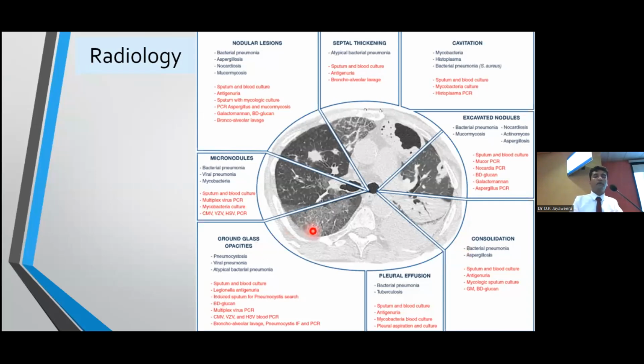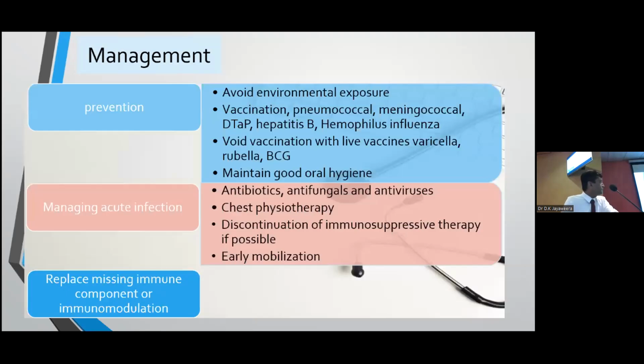For example, with a clear history, bilateral perihilar ground glass opacities are more common in a Pneumocystis infection. Therefore, radiology plays an important role in this kind of patient. So now, how do we manage these patients? The most important thing is prevention.